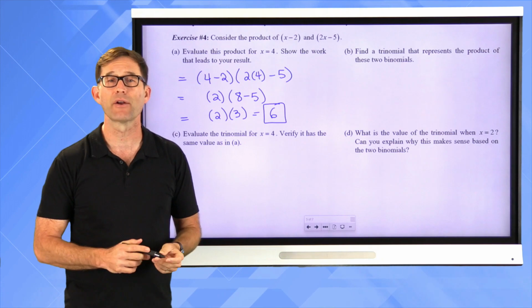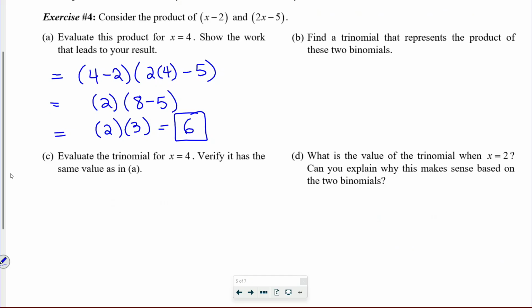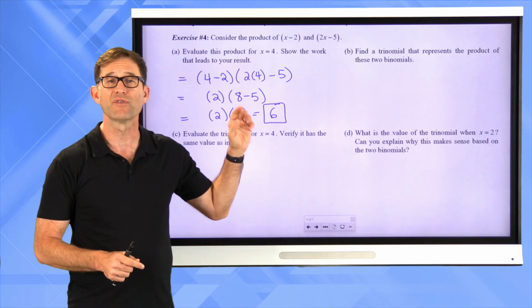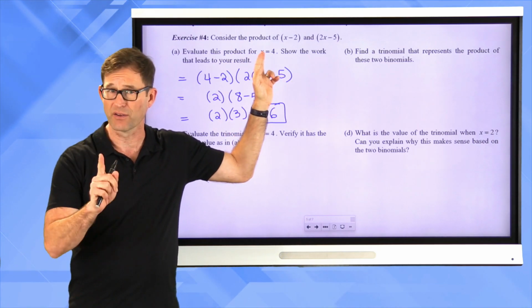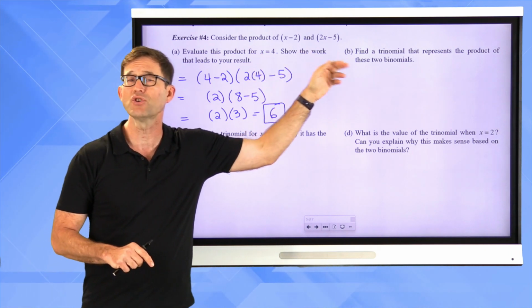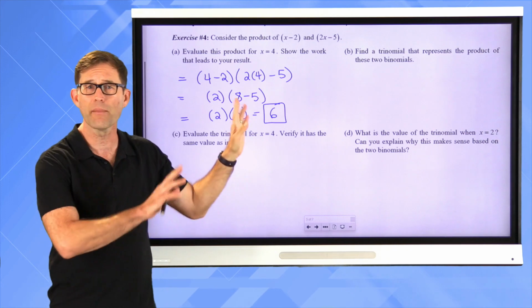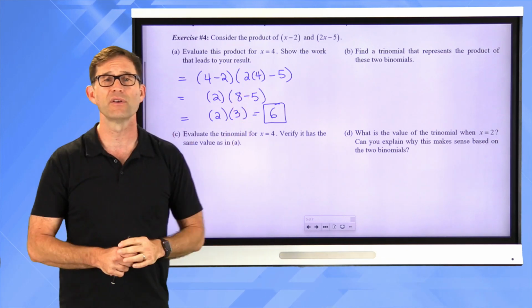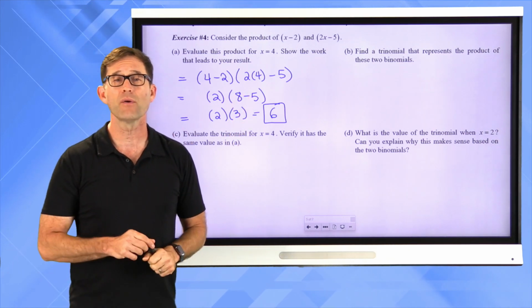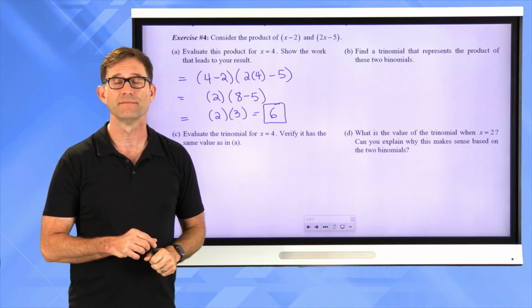Now let's take a look at letter B. Find a trinomial that represents the product of these two binomials. In other words, I'd like you to multiply these two out. I'd like you to do this on your own. Multiply these two out and get a standard trinomial as the answer. Don't worry about x equals 4. That has nothing to do with letter B. Pause the video now and take a few minutes to do that.